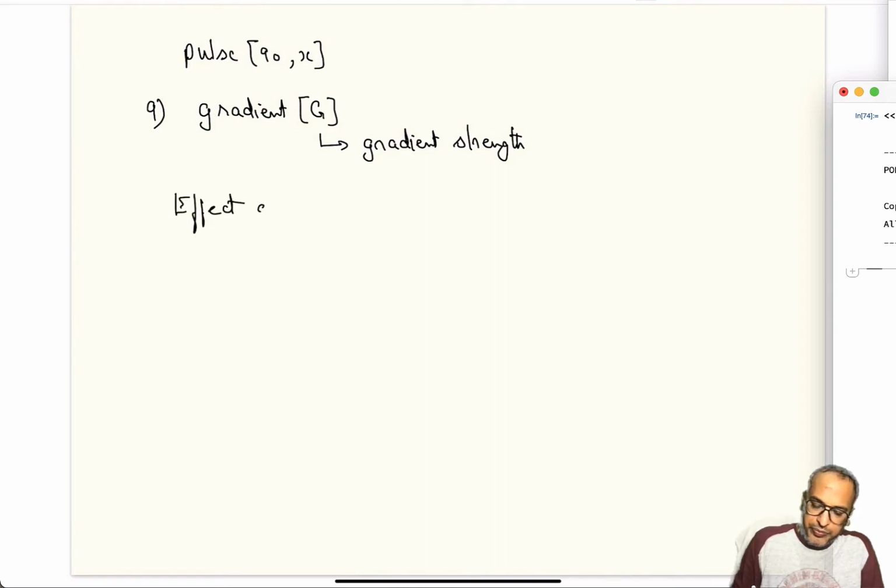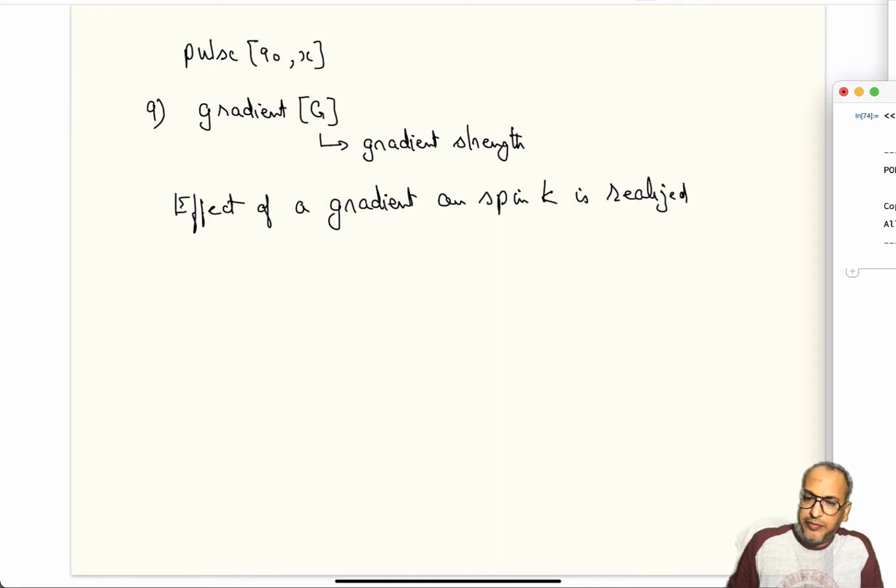Effect of a gradient on spin k is realized as a rotation around the z-axis by an angle.